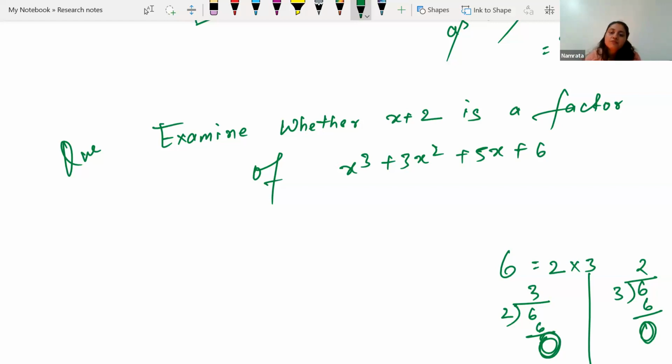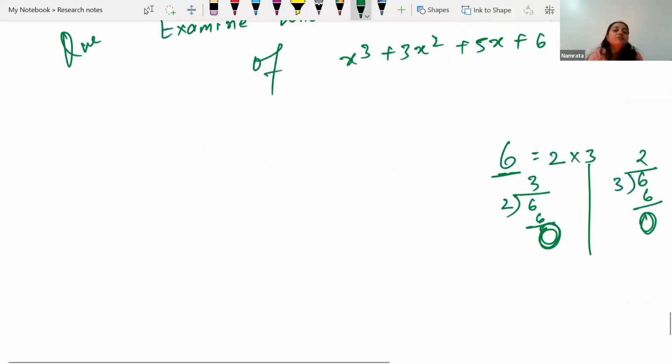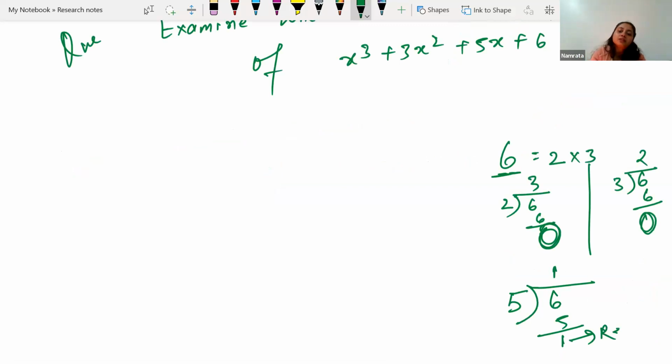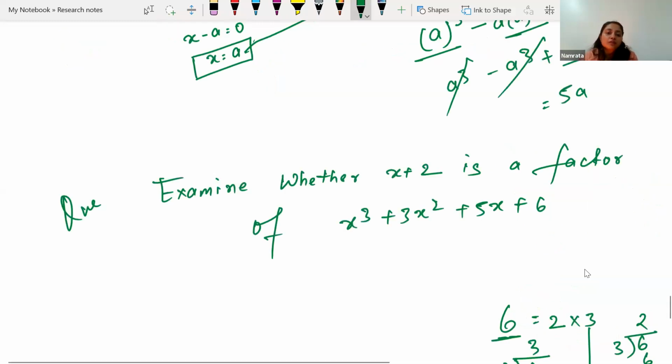If we have 6 and we divide it by 5, 5 one times 5, the remainder is 1, it's not 0. So 5 is not a factor. If you divide by a factor, the remainder automatically comes out as 0. So here we have to check whether x plus 2 is a factor or not. If the remainder comes out as 0, then it's a factor. If the remainder is not 0, it's not a factor.